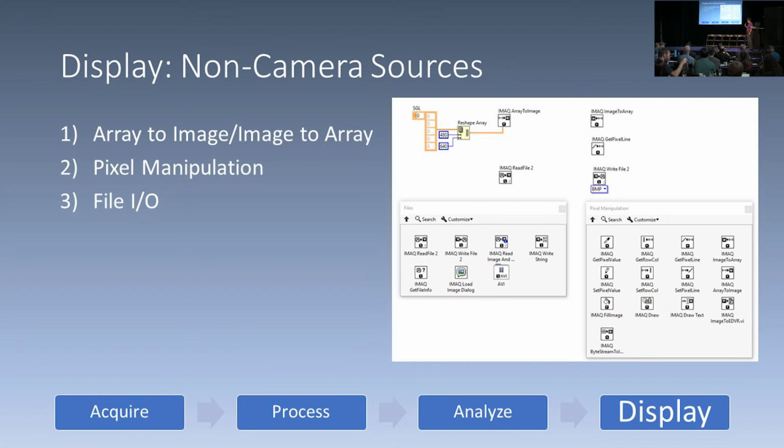So there's that. And like I said, there's a whole palette for file I/O, saving and reading from file, and also pixel manipulation, which basically allows you to push data from a 2D array into an image and likewise pull data out if you need a subset.